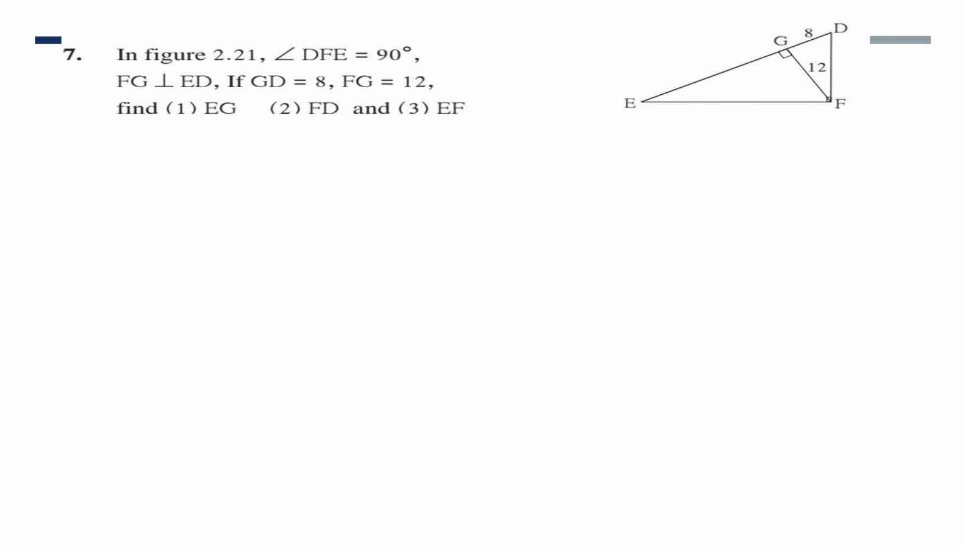Then the example number 7. See here, this is the triangle DFE. In this triangle DFE, angle DFE is 90 degree. Again, this FG is perpendicular to this hypotenuse ED. We have given GD is equal to 8, FG is equal to 12, and we have to find EG, FD and EF. This is EG, this is FD and this is EF. We have to find these three values.